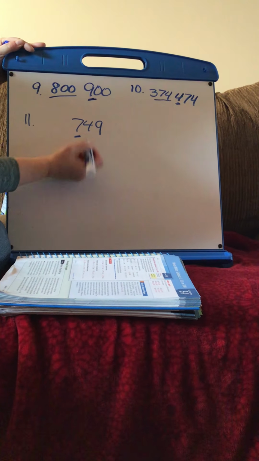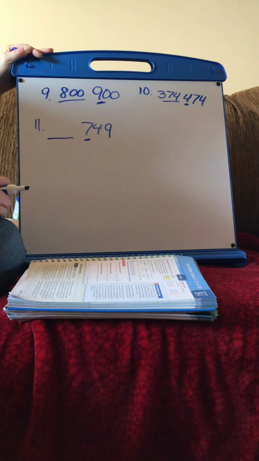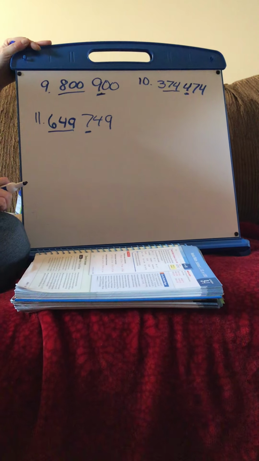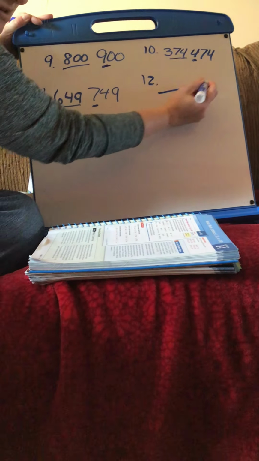Okay. Number 11, 749. Here's the hundreds place. The number that comes before, see if you can figure that out real quickly. What number comes before 7? It'd be 6. And 49 is going to stay the same. All right. Number 12, we have 161. And if we go 100 less, well, 0 is before 1. So actually, there's nothing for the 100, and it's just going to be 61. That's going to be your answer for number 12. Okay, let's turn the page.